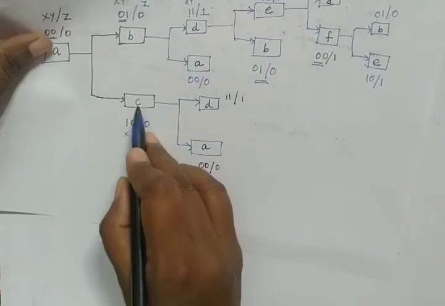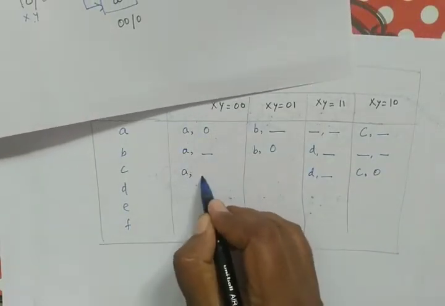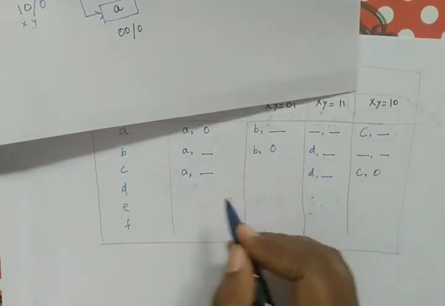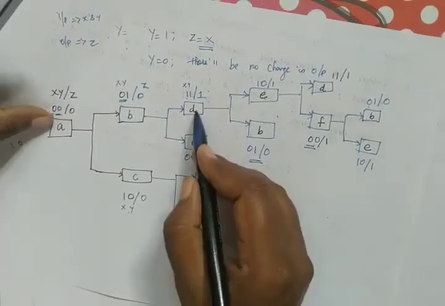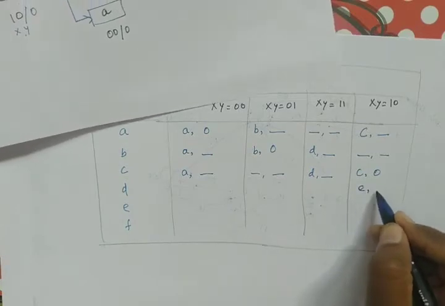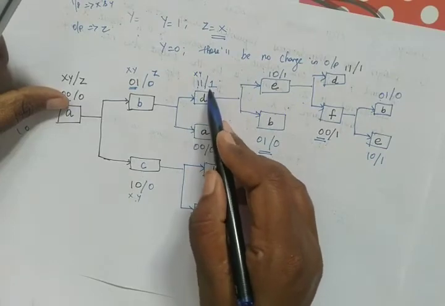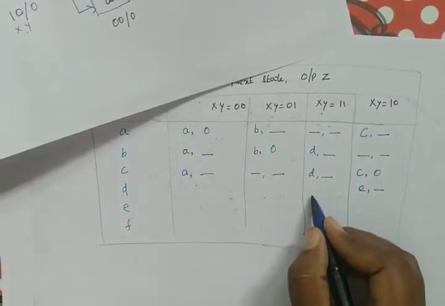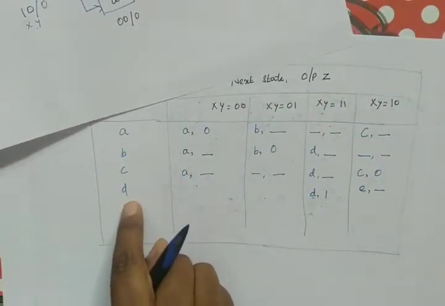D will move to A when it is 0 0. Don't represent output, because we cannot get another state. Then D will move to E when it is 1 0. Don't write the output. D remains in the same state when it is 1 1, and the output is 1, because this belongs to the D present state.